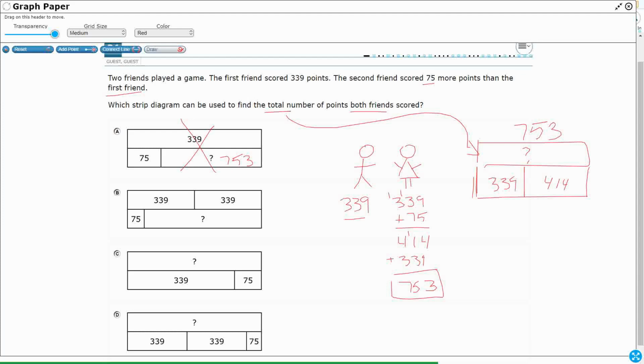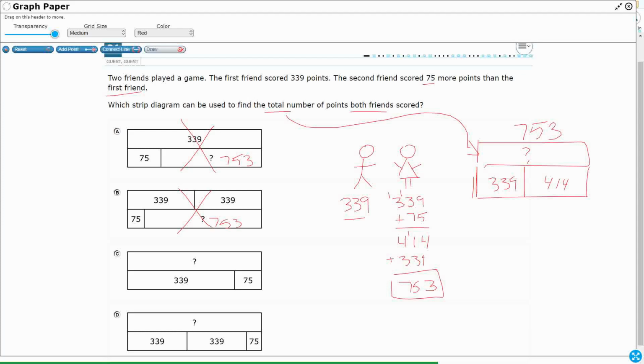Right now we take on B, the two 339s, and then you take away the 75, right? I'm not sure why you would do that. Remember, our total is 753, which means that's what we're looking for. That's going to be on the top.